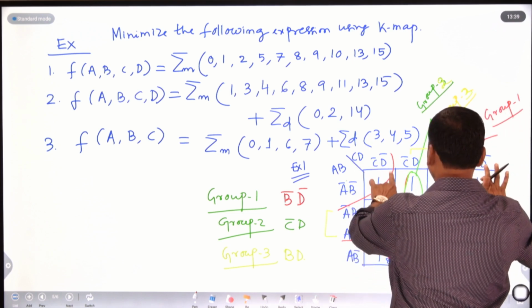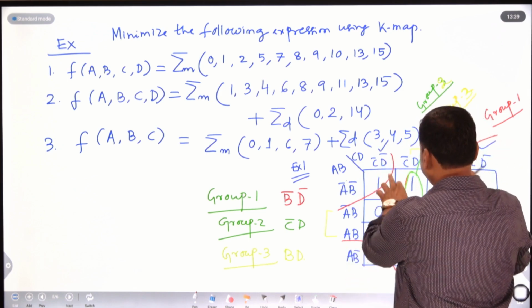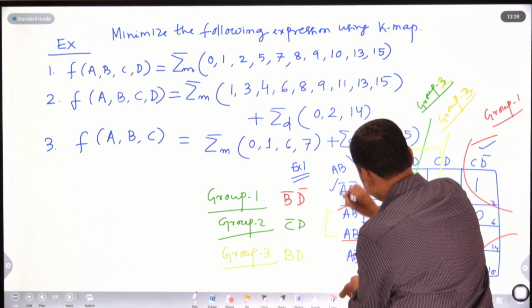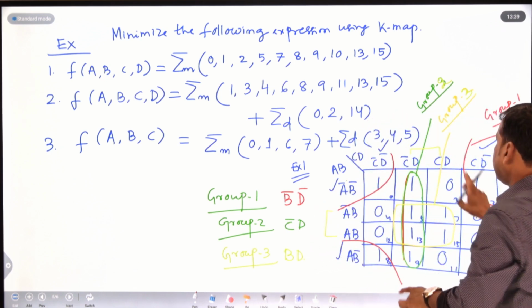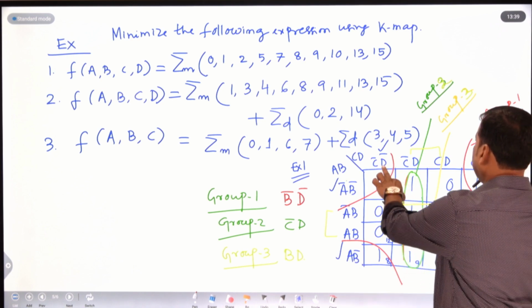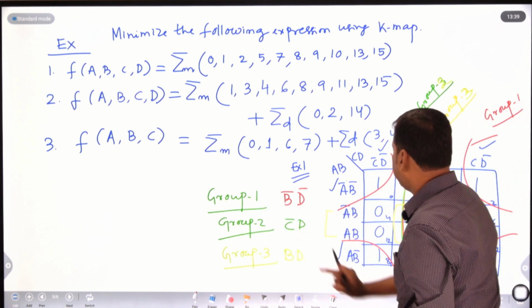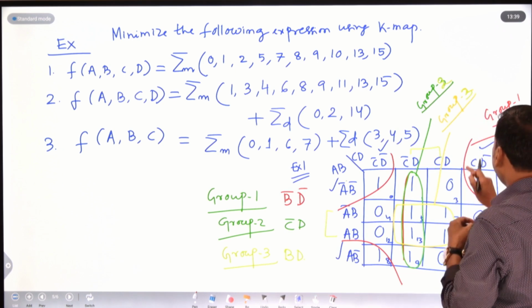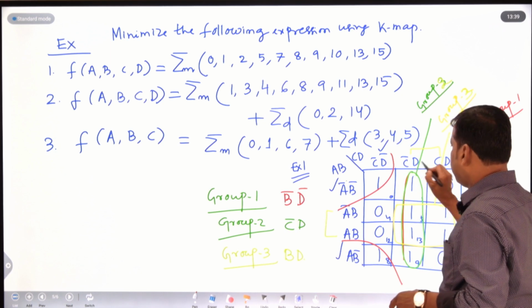In this one, the common is D bar. Here in this one, the common is B bar. The red marks form group 1. In this one D bar is common, in this one B bar is common. Group 1 gives you B bar D bar. Similarly group 2, the green color mark, is your group 2. In group 2, C bar D is common.